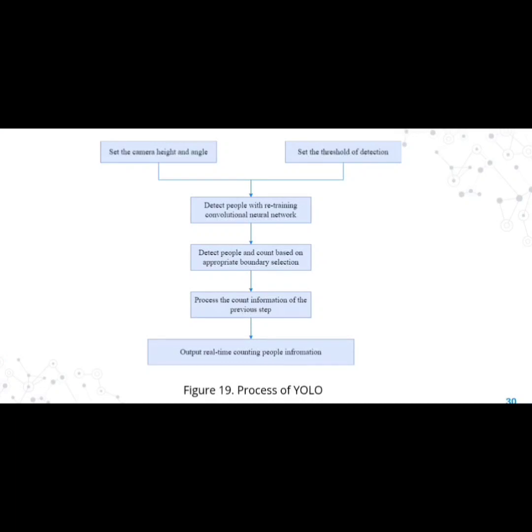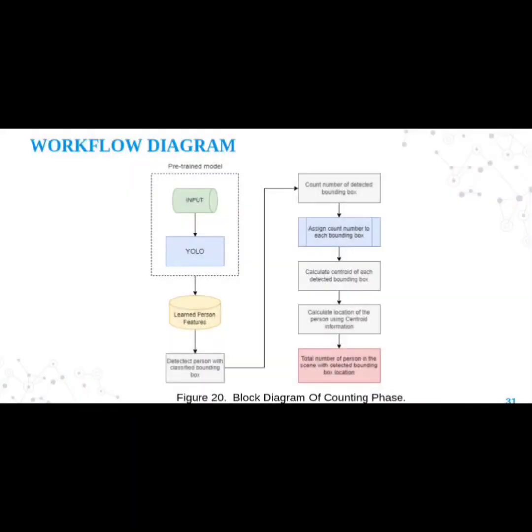This is the block diagram of the counting phase. The implementation of this model is similar to a CNN. For feature extraction, the initial convolutional layers of the model are used, whereas the other connected layers help in the prediction of the output probabilities and coordinates of the boundary box. It divides the input into grid cells and then the object is detected.